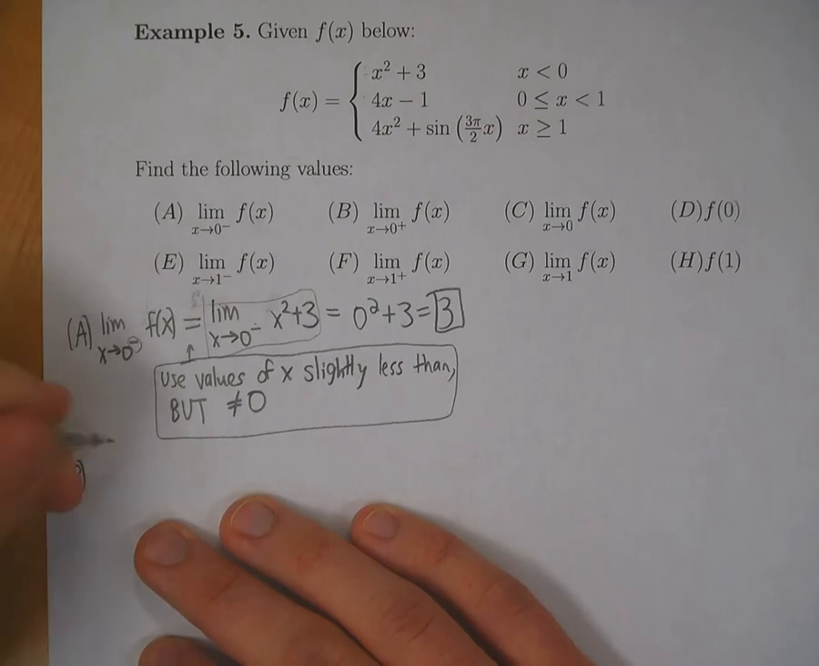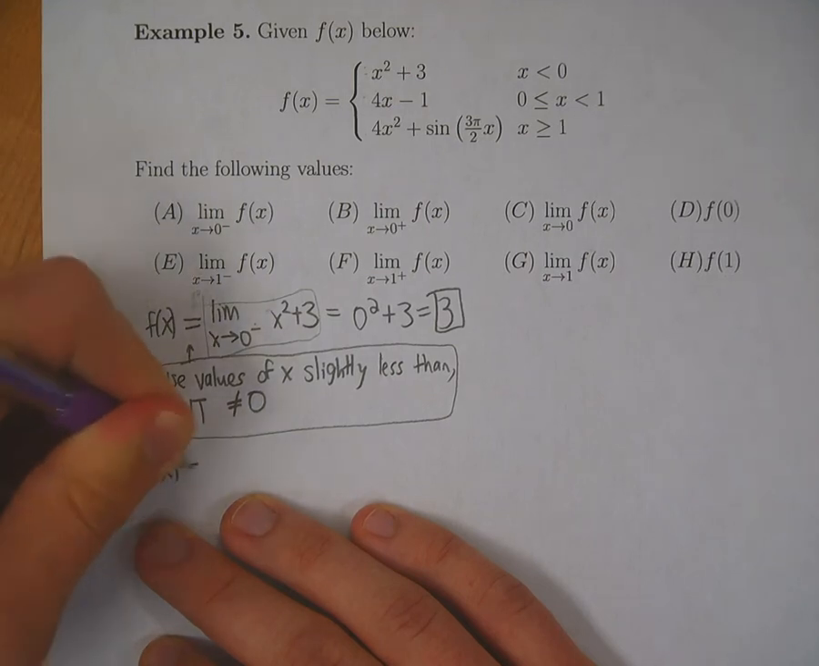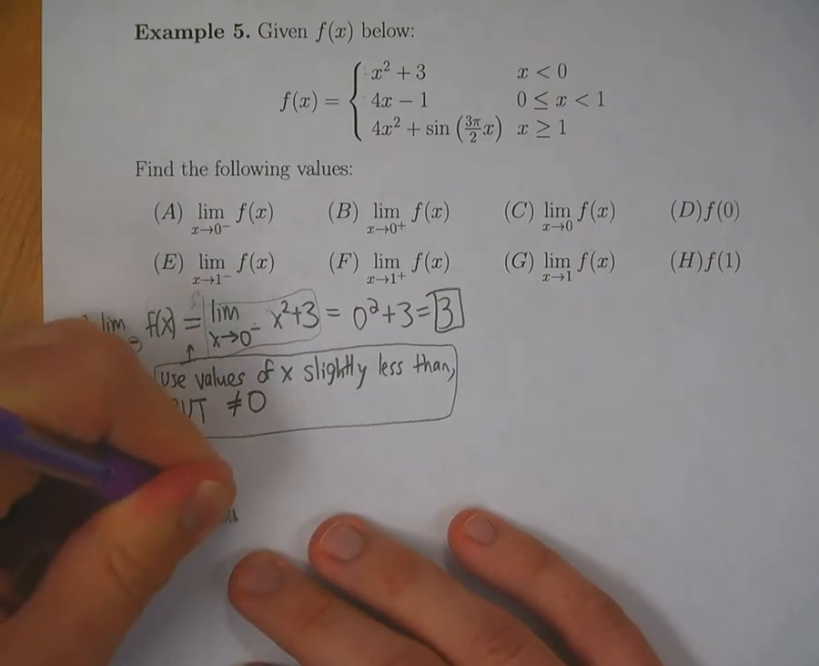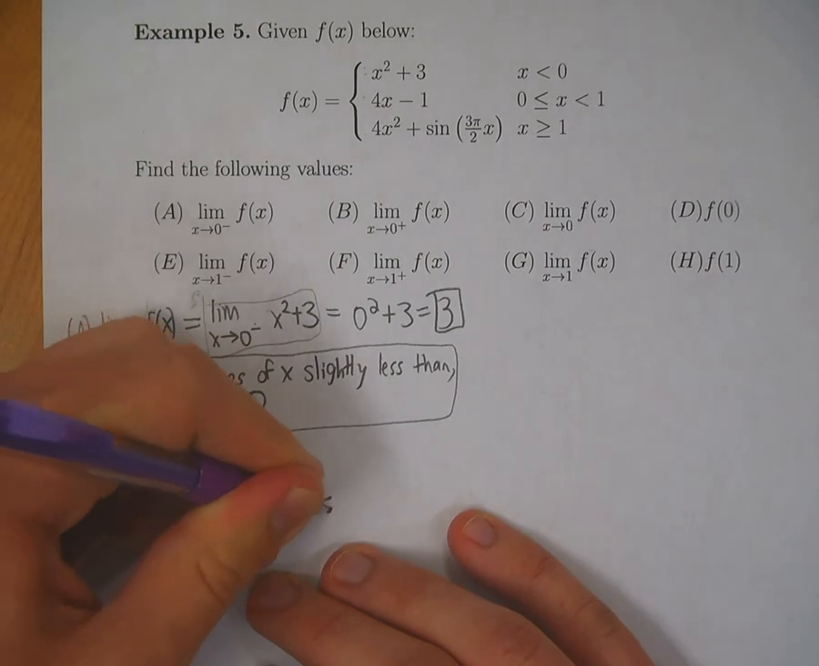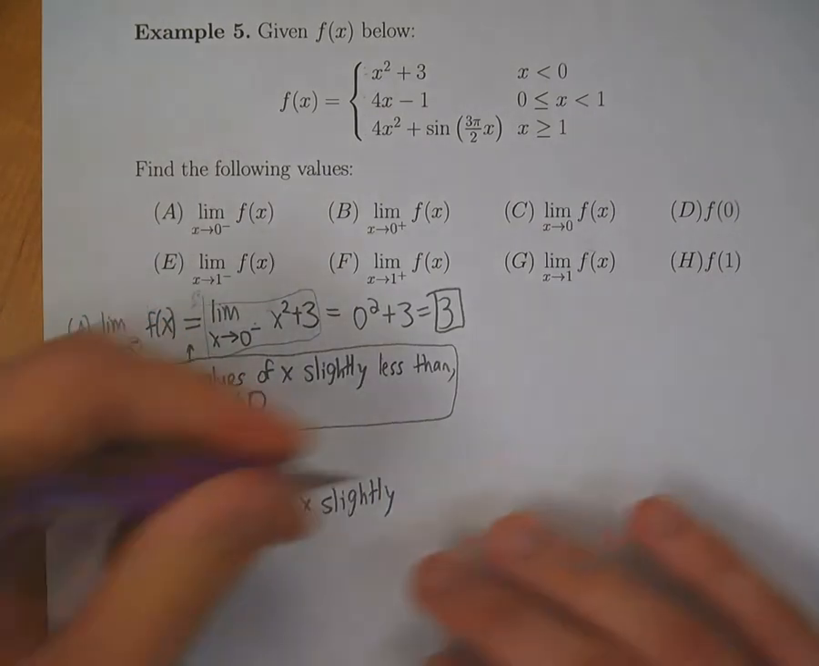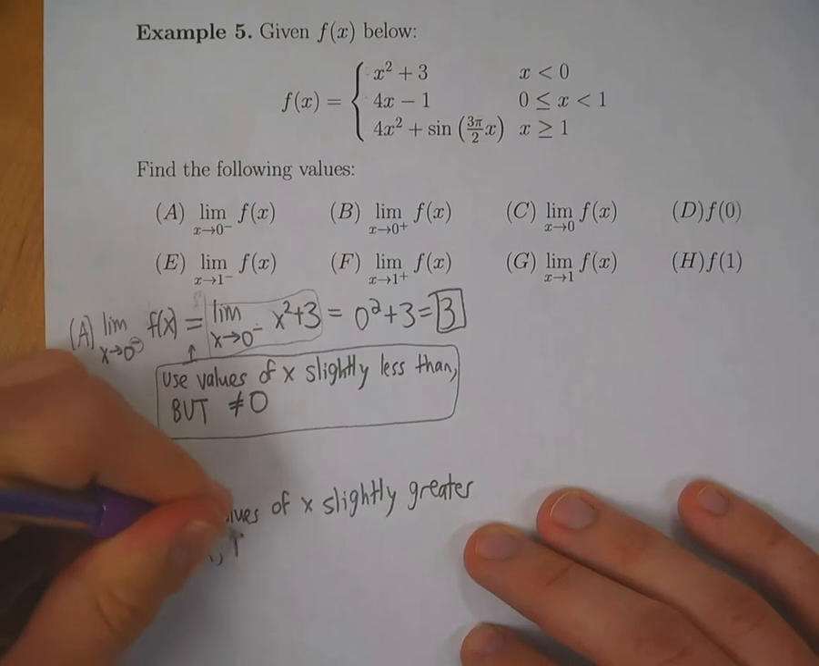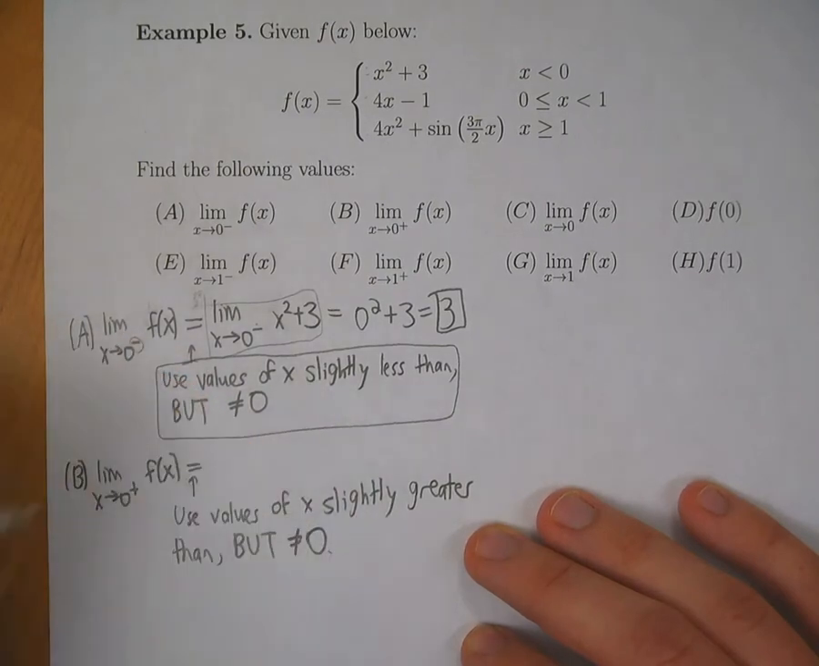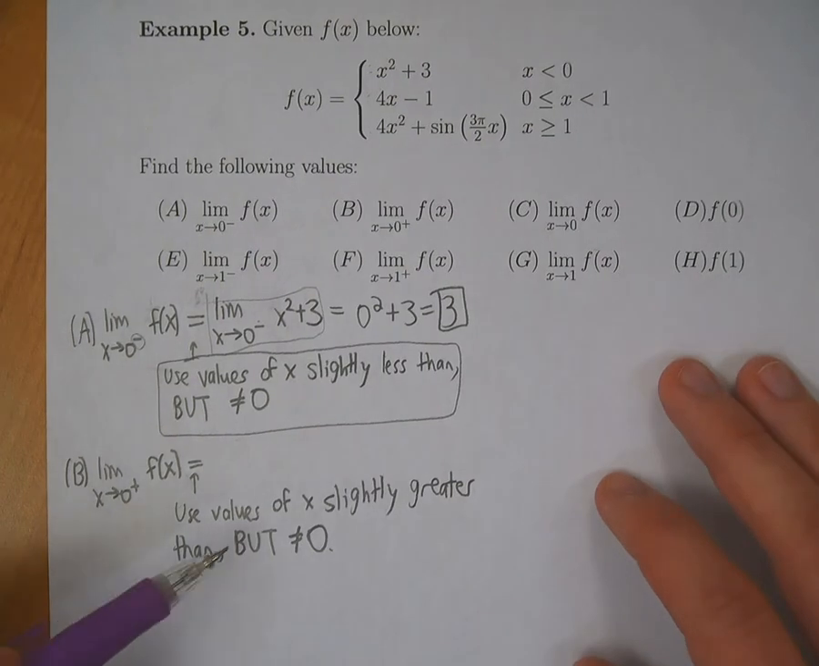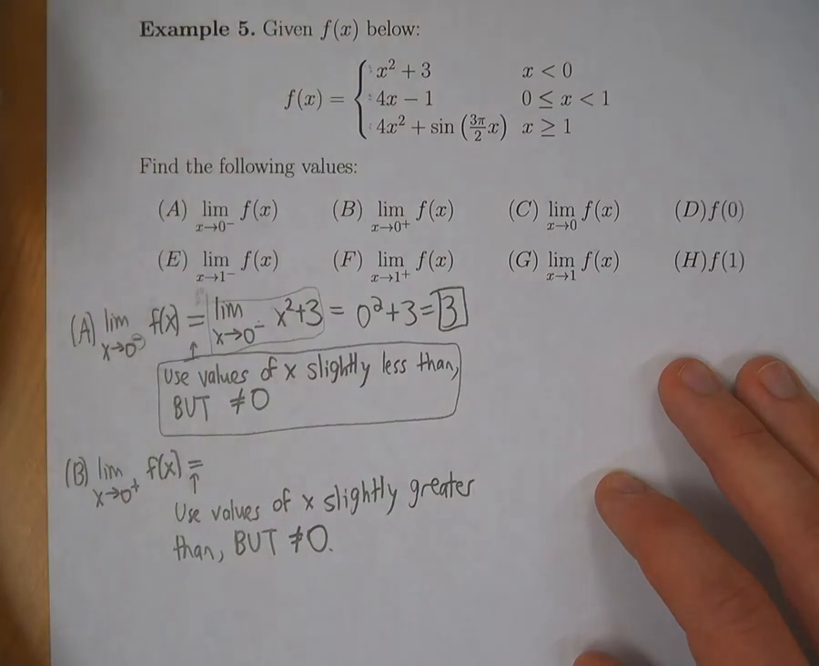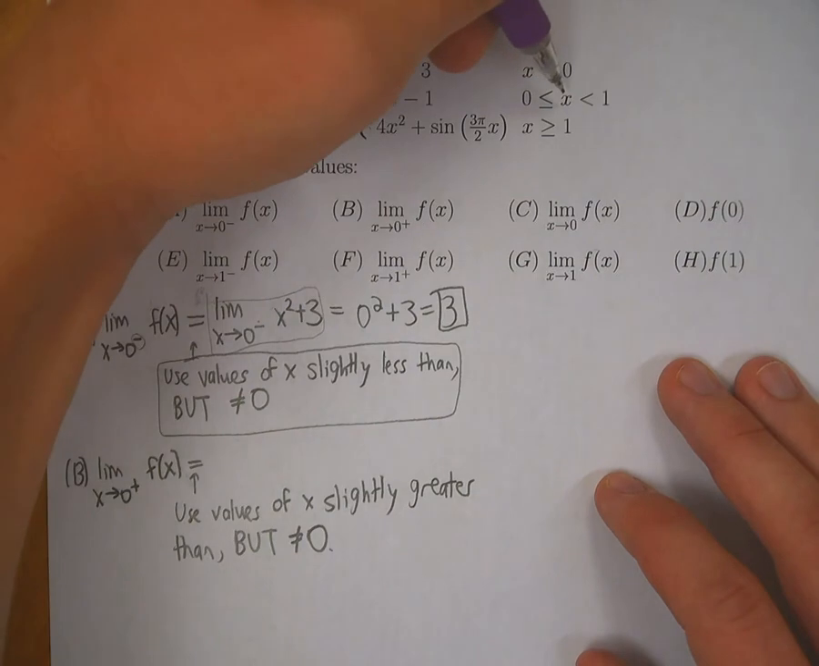Part B, let's find the limit as x approaches 0 from the right of f of x. So in this case, again, use values of x slightly, in this case, greater than, and then again, but not equal to 0. So which of these 3 pieces of f of x should we be using in this case? Second one, right? Because that's the only one that lets us stay relatively close to 0 while still also being greater than 0.